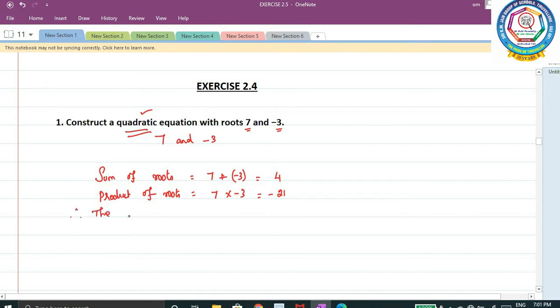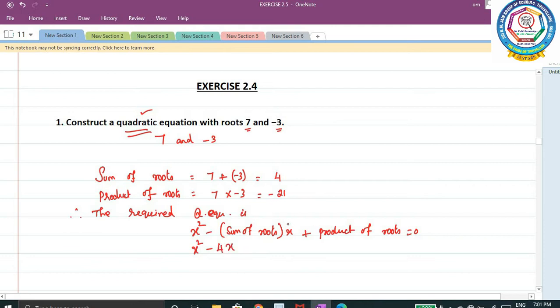Therefore, the required quadratic equation is x square minus sum of roots into x plus product of roots equal to 0. So x square minus sum of roots, we got 4, so 4x. Here product of roots we got minus 21, so minus 21 equal to 0. Therefore the required quadratic equation is x square minus 4x minus 21.